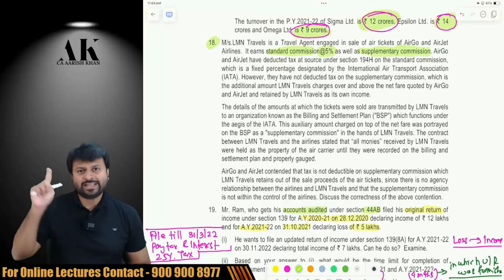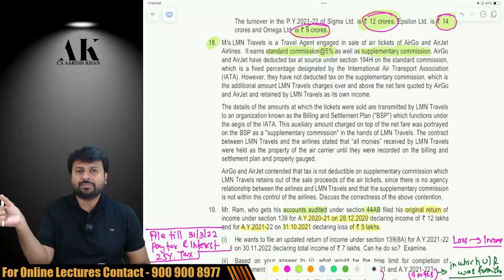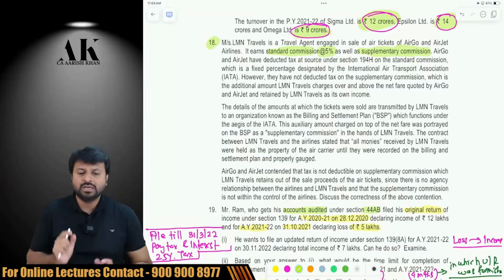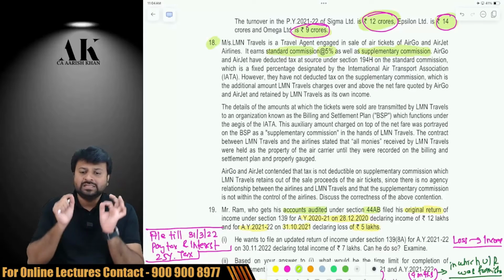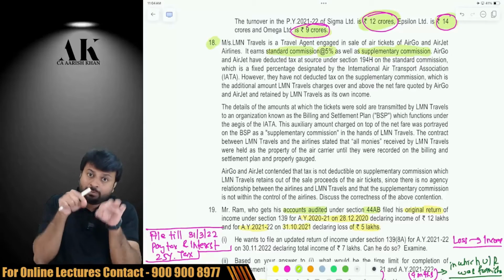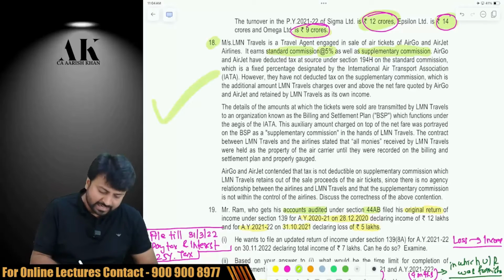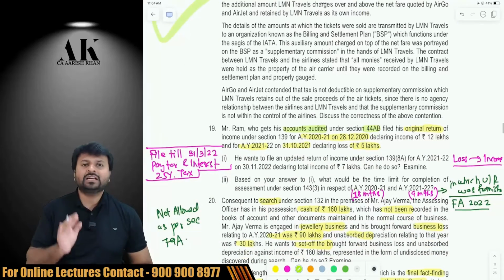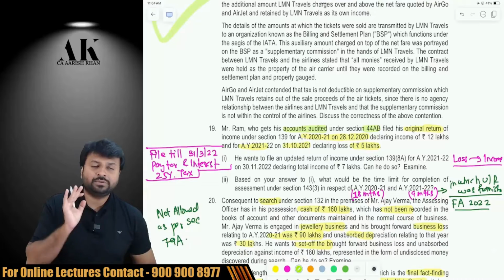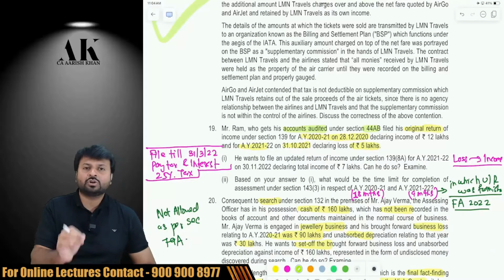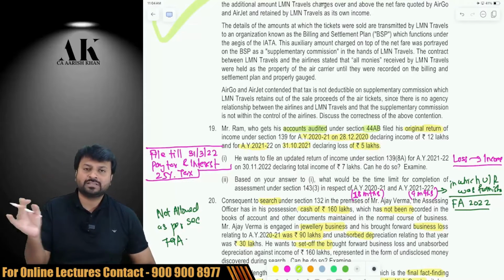The question over here is, in that case law, I have explained properly what is exactly supplementary commission and what is exactly standard commission. So the question over here is whether the TDS will be deducted on both the commissions under 194H. Yes, the Supreme Court has held that the TDS under 194H will be collected on both the commissions, that is on the standard commission also and on the supplementary commission also, as per the Singapore Airlines case law of Supreme Court.